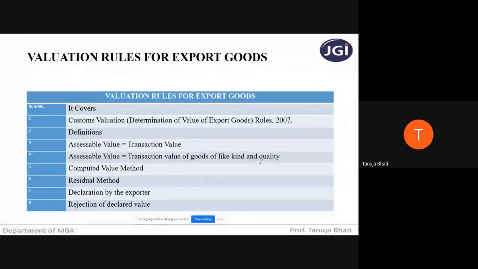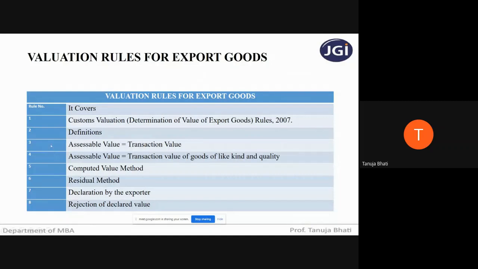Now, we will see these rules in detail in the succeeding slide. Rule number 5 says that if rule number 3 is not available, or you can't ascertain the assessable value as per rule number 3, then go to rule number 4. If still you cannot, then go to rule number 5, which is the computed value method, or rule number 6, that is the residual method, and 7 and 8.